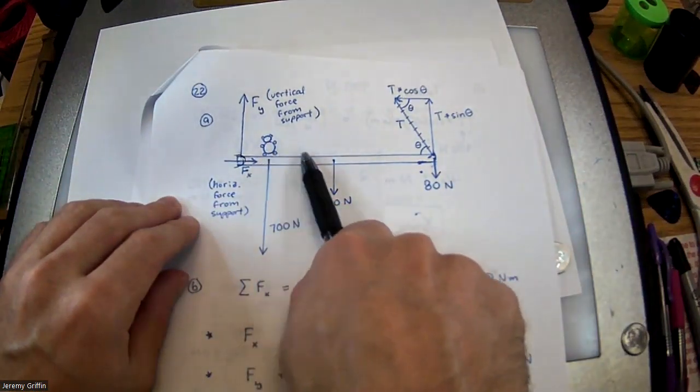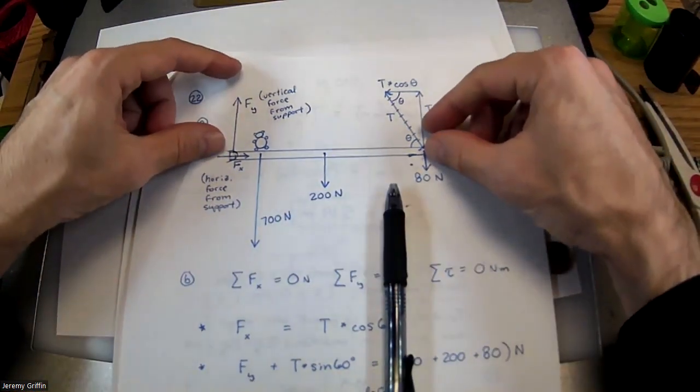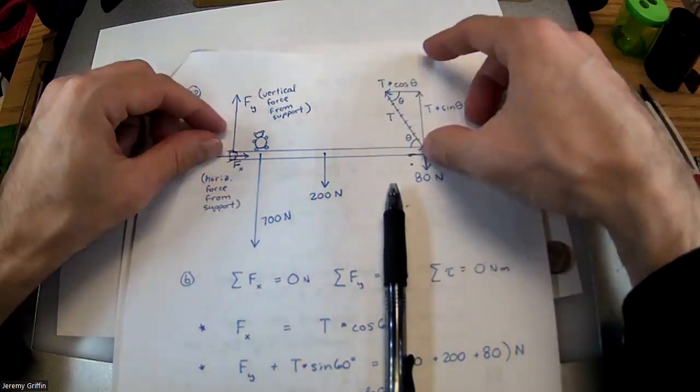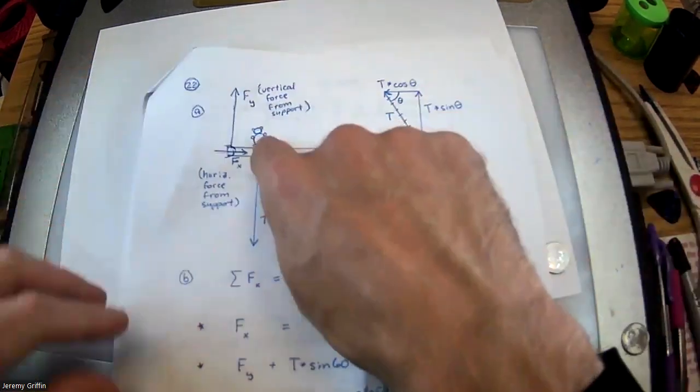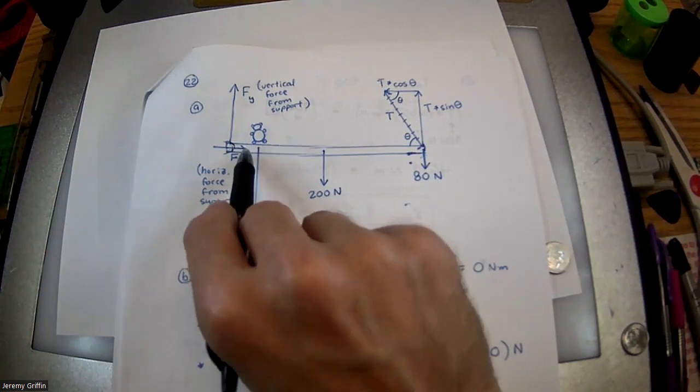Now, as the bear walks from left to right, these forces are going to go like this, back to the left, back to the right, as the bear's walking. Okay? So how far out X can the bear walk?